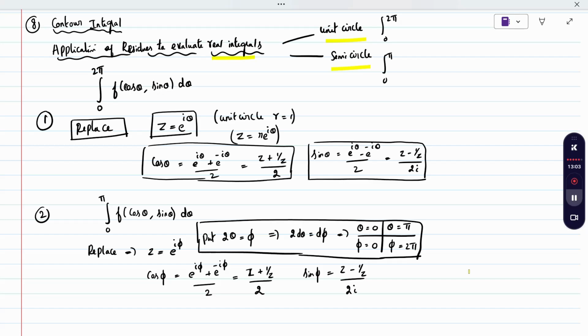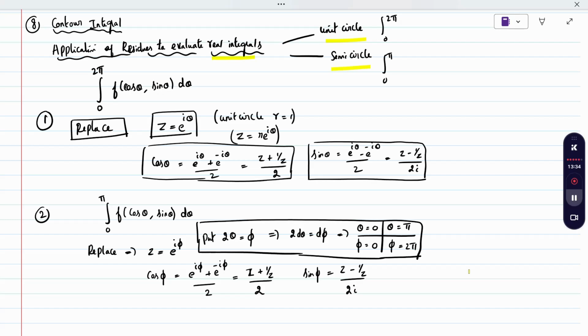What do you mean by unit circle and semicircle? In the question, when the integration is with respect to 0 to 2 pi, it is the unit circle. If the question gives 0 to pi, it is called the semicircle. For 0 to 2 pi, the function may be cos theta or sin theta. The question can be anything; it may be in the numerator and denominator, both. You don't bother about whatever function is given. Together with dz, it is called the contour integral.